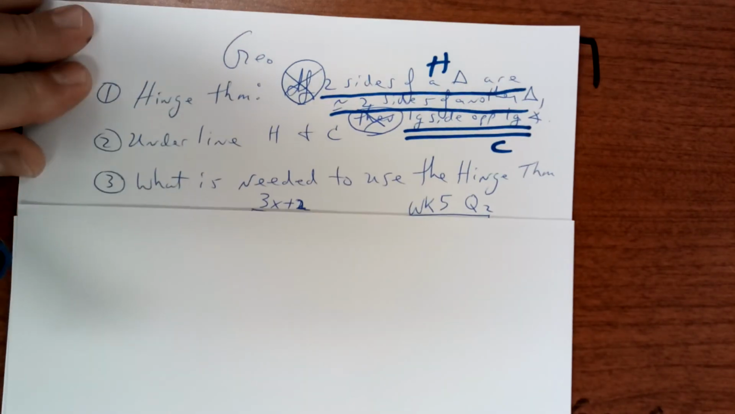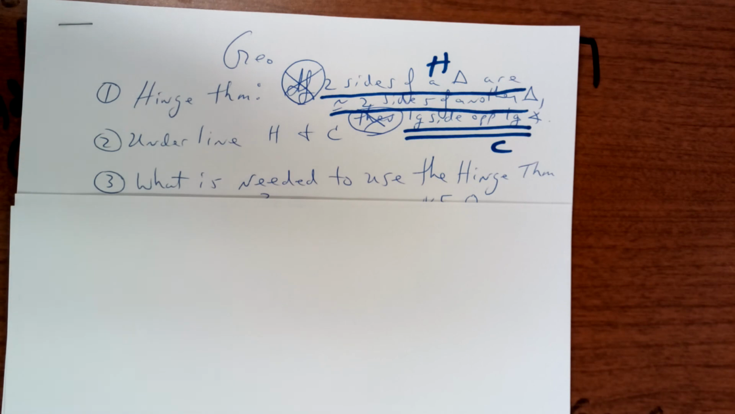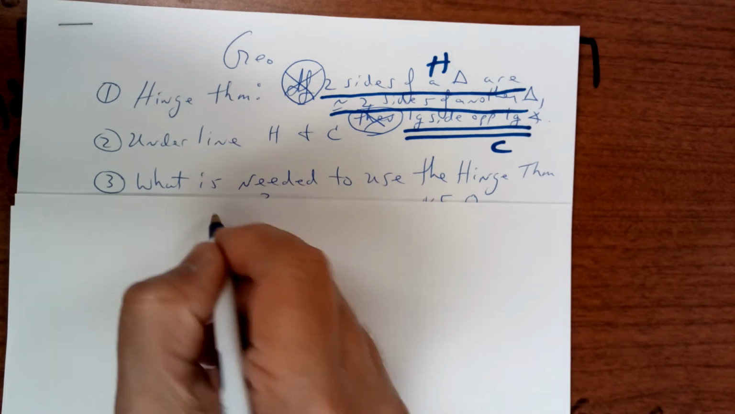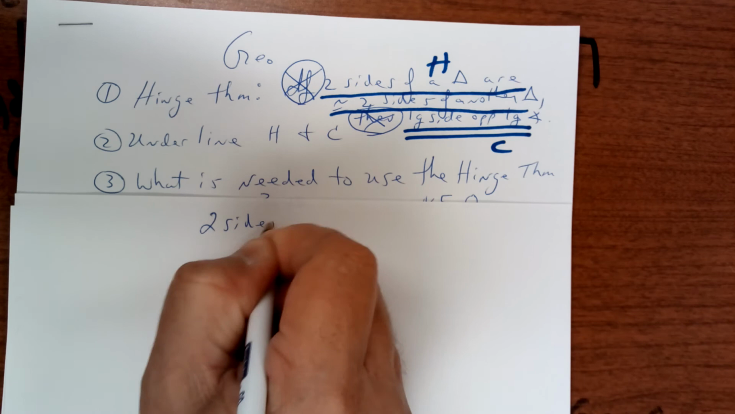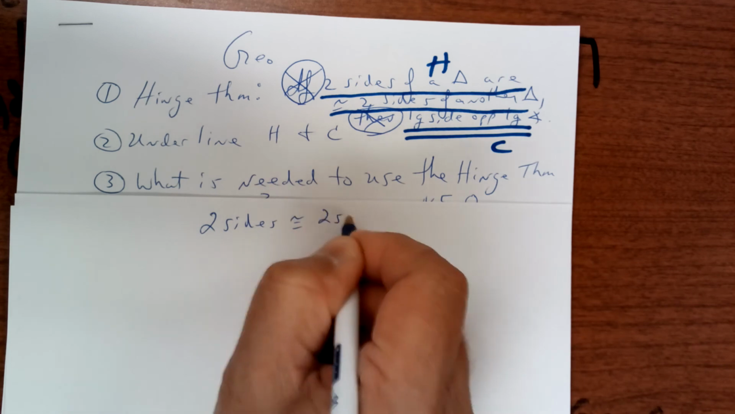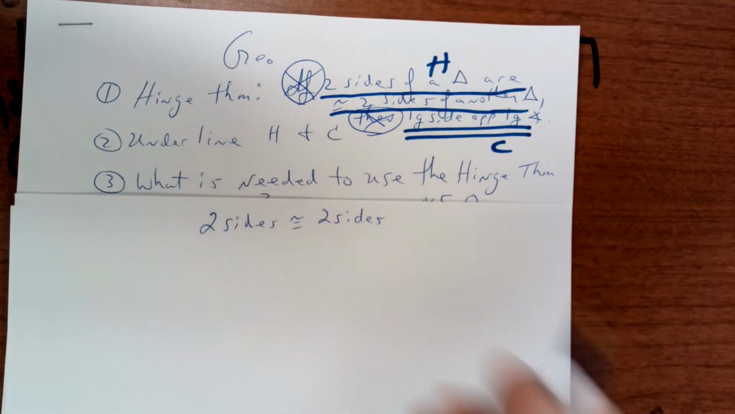Next. What is needed to prove the Hinge theorem? 2 sides congruent to 2 sides. You must have this first before you can apply the Hinge theorem.